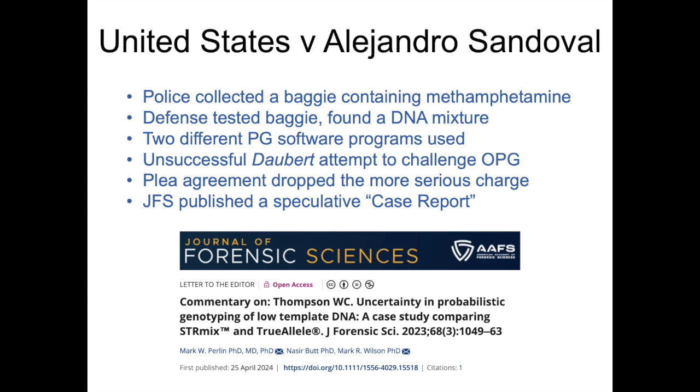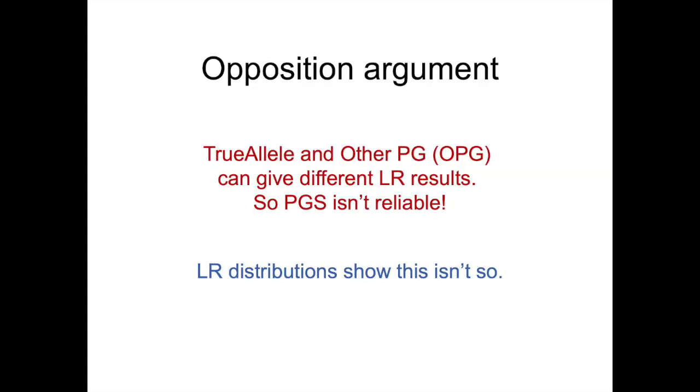So let's go into what happened. Your professor, Dr. Mark Wilson, is co-author on the response we published about 1 year ago, April 2024. Here's the opposition argument. This is the crux of the Thompson paper. TrueAllele and StarMix, the OPG, other probabilistic, can give different likelihood ratio results. Because two different systems can give different results, probabilistic genotyping isn't reliable.